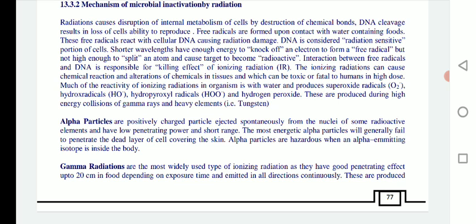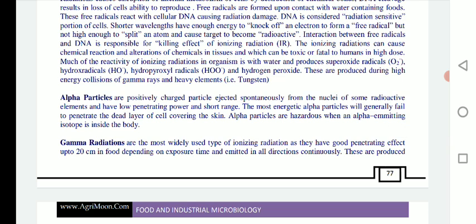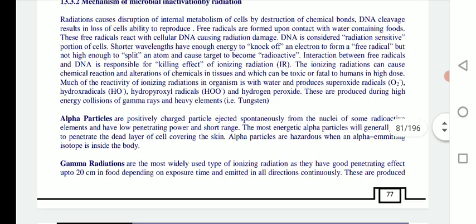So shorter wavelengths have enough energy to knock off an electron and form a free radical, but not high enough to split an atom and cause the target to become radioactive. So the interaction between free radicals and DNA is responsible for the killing effect of ionizing radiation. Basically these radiations produce free radicals, and when these free radicals interact with DNA, the DNA structure gets distorted, and once the complete DNA gets inactivated, the cell will no longer have the capacity to divide.